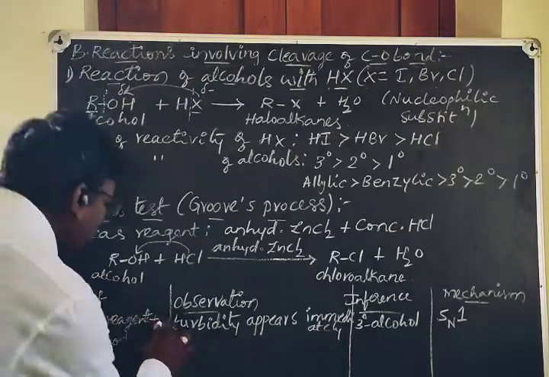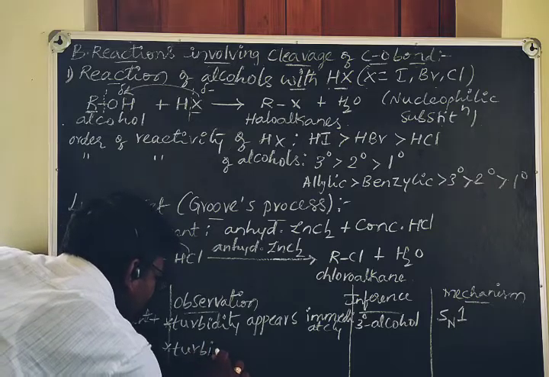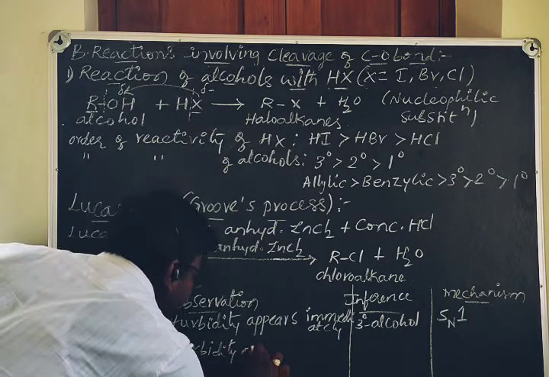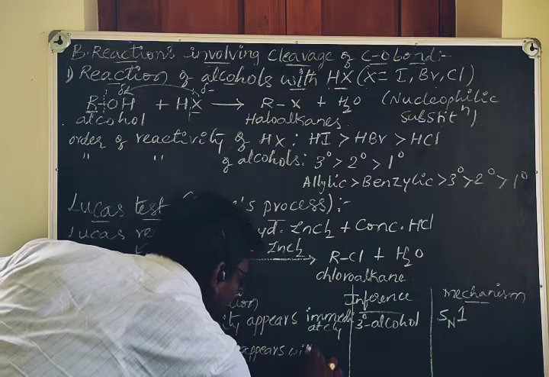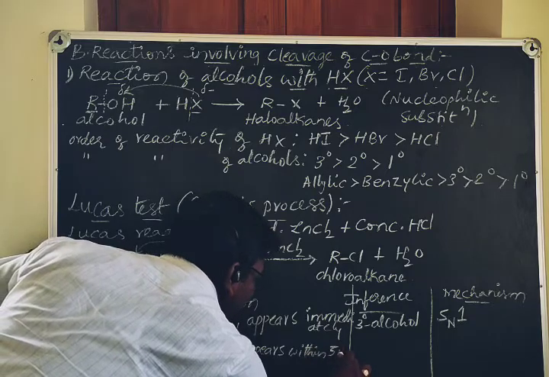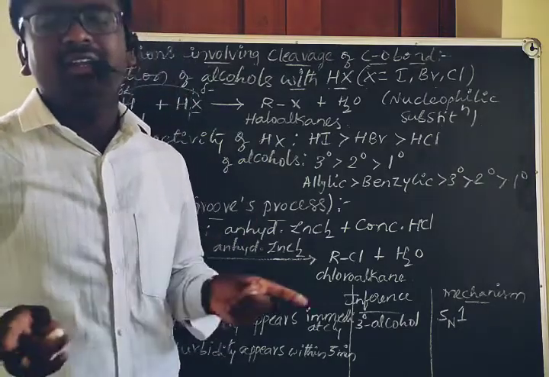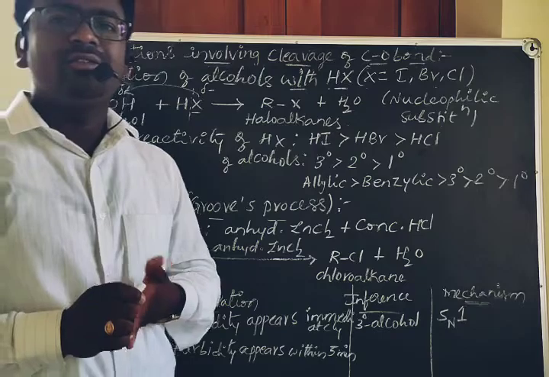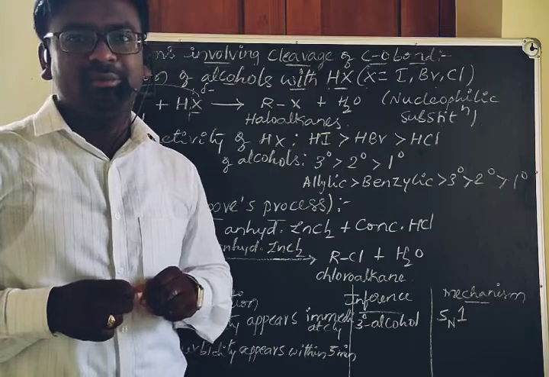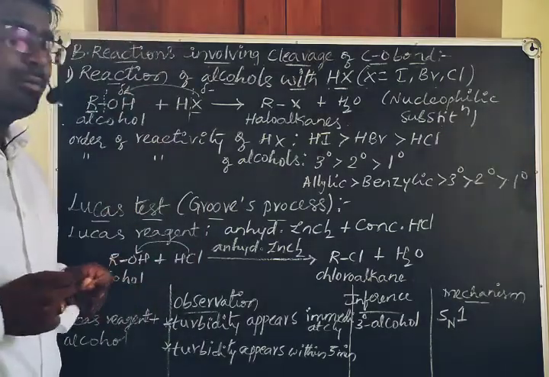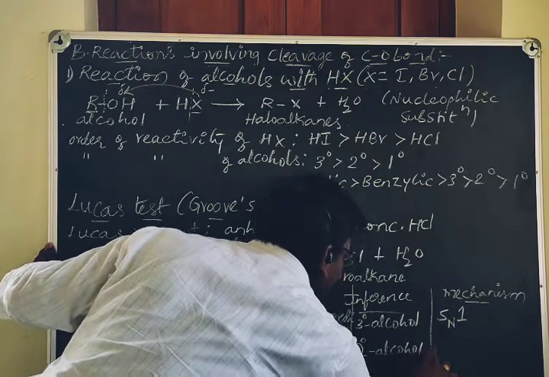For example, turbidity appears within 5 minutes. Within 5 minutes means it is taking some time, maybe 2, 3 or 4 minutes, but not immediately. That indicates the presence of a secondary alcohol.